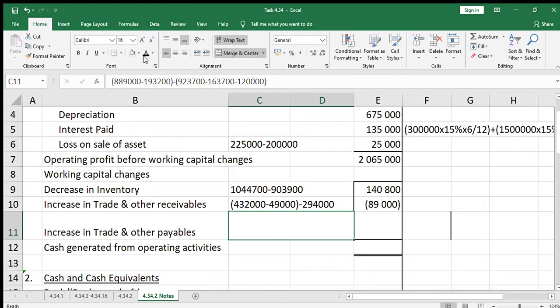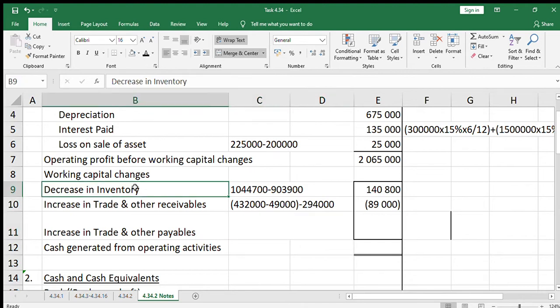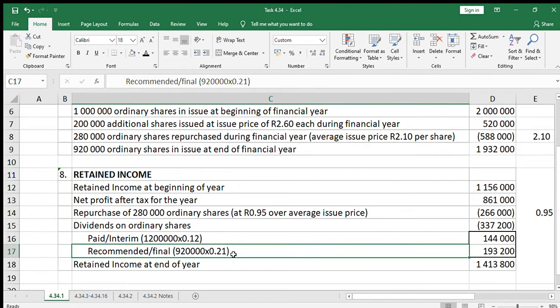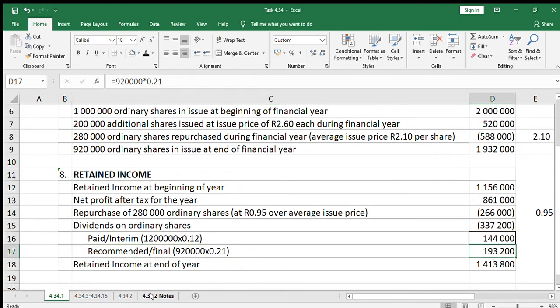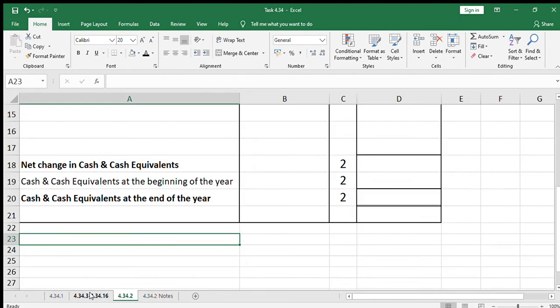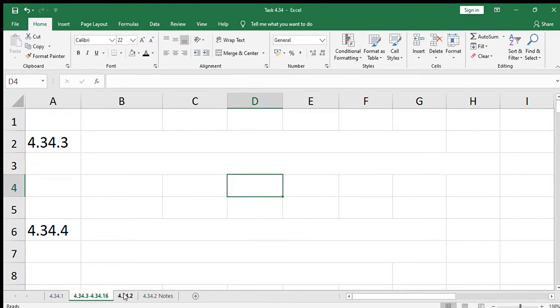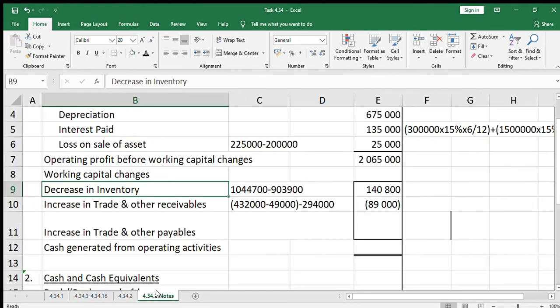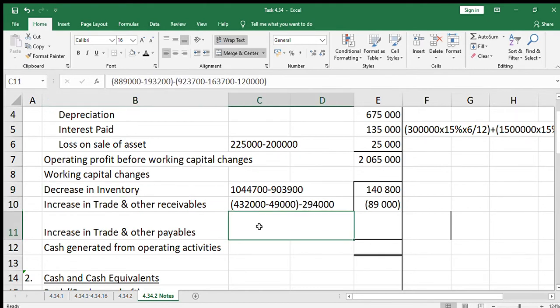Which will be the same amount as the final dividend, which we calculated here. So our final dividend here was 193,200. We need to subtract that. Okay, so this figure wasn't given to you, and you obviously had to calculate it yourself. We had to calculate it and then use the answer. So 889,000 minus 193,200, this is for this year.